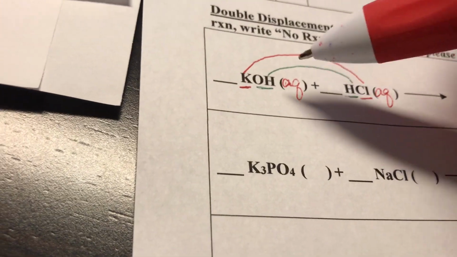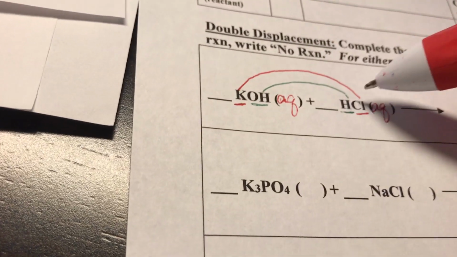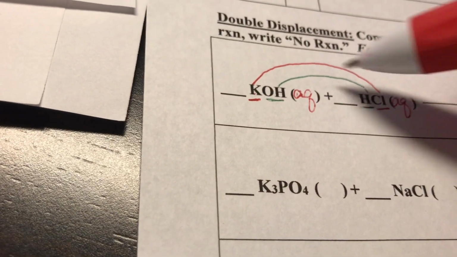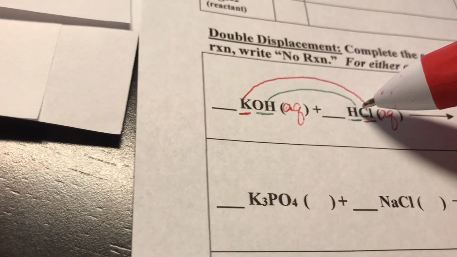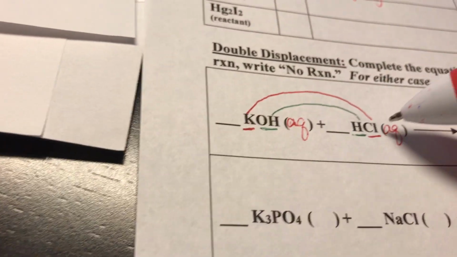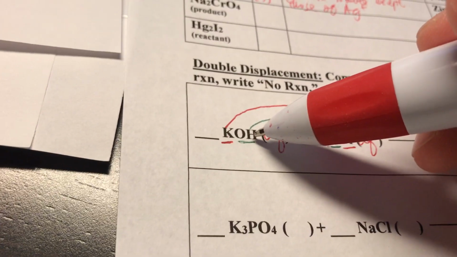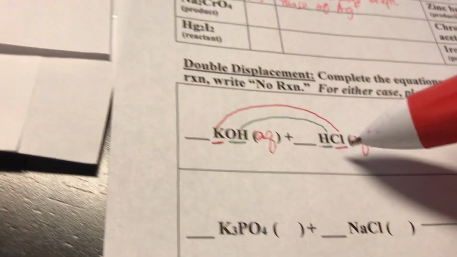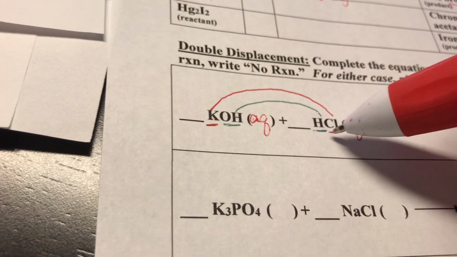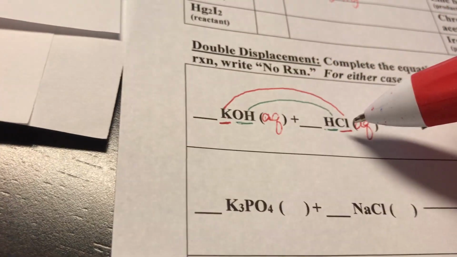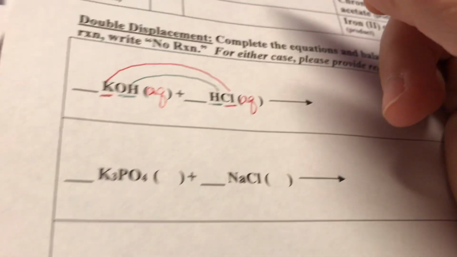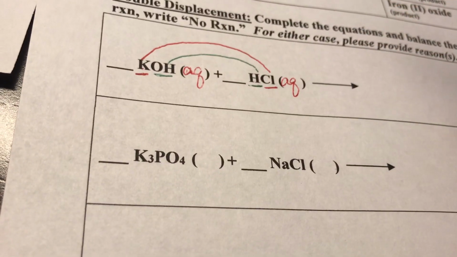They're exchanging partners, so positive has to go to negative again. K cannot go together with H, because K is positive and H is also positive. K must go with Cl. OH is minus, so OH cannot go with Cl because Cl is also minus, and minus and minus cannot go together. So OH has to go with H. You see that K and Cl, plus and minus, H and OH, plus and minus, is a perfect match. Always do it that way.